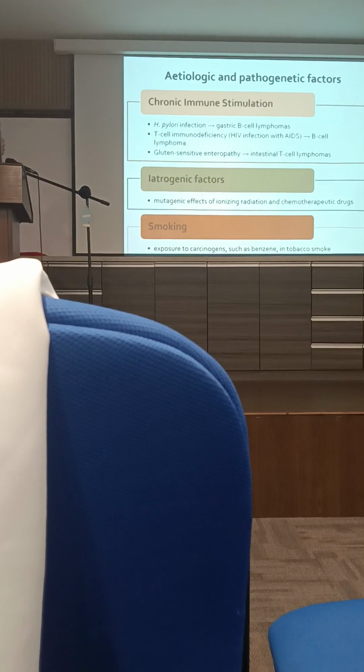And there are some infections causing chronic immune stimulation, such as Helicobacter pylori, which is associated with gastric B-cell lymphomas. Alright, AIDS infection, HIV infection, or gluten-sensitive enteropathies are associated with intestinal T-cell lymphomas. So this is quite special, because if you treat the infection, the lymphoma is cured.